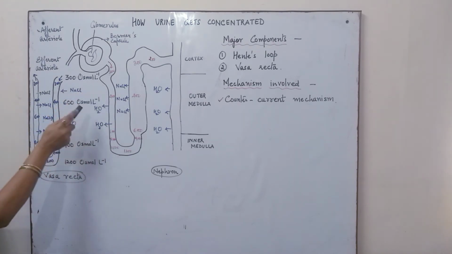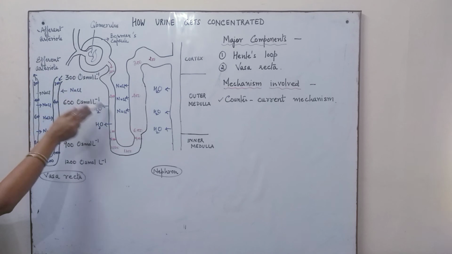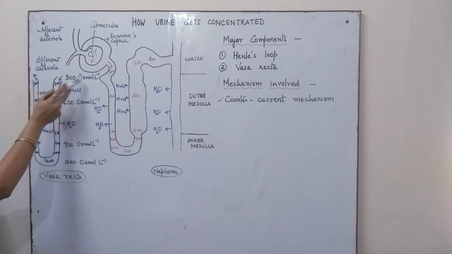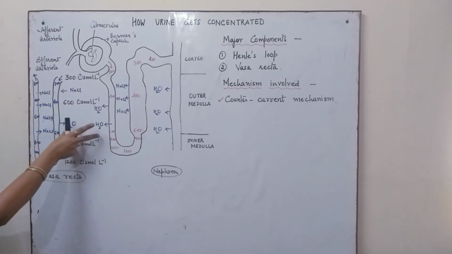So to counter this, most of the water is taken up by the vasa recta. As you can see, it enters at 300 osmolarity, and water is again removed from the descending area of the vasa recta. So the concentration of solute inside is very high, and at the bottom it is around 1200.